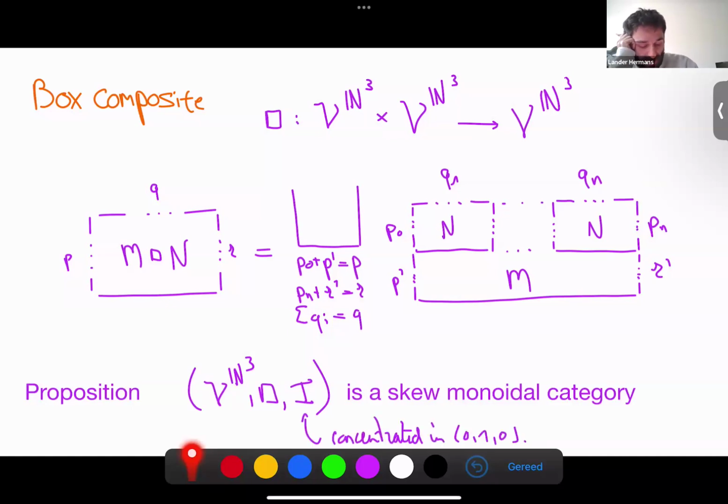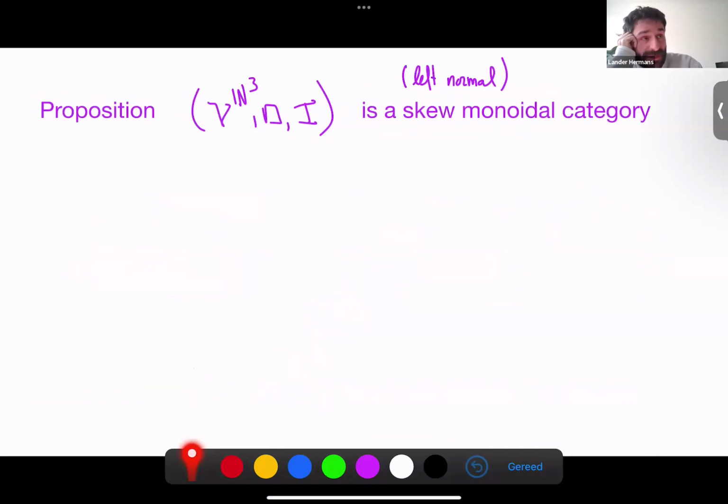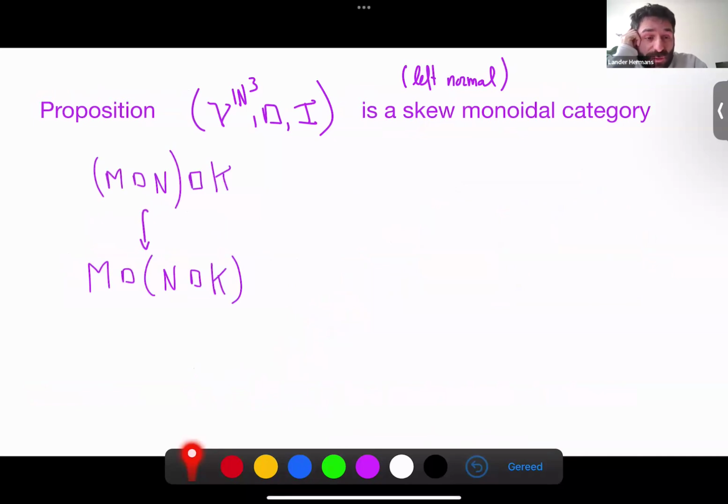What does it mean, a skew? Well, first of all, to also say that the monoidal unit of V is placed in array 0, 1, 0. I think you probably know why that's done. Okay, so what is the difference with skew monoidal and normal monoidal? Well, if we look at its associator in the monoidal category, this should have been a natural isomorphism. In the skew case, this is directed, and we can actually draw why this is true.